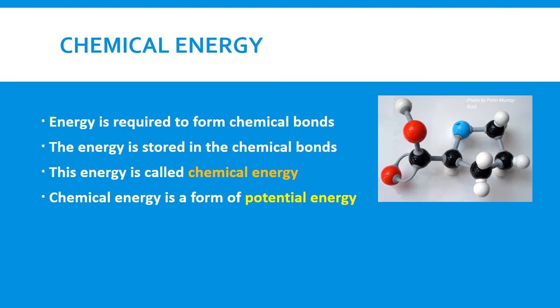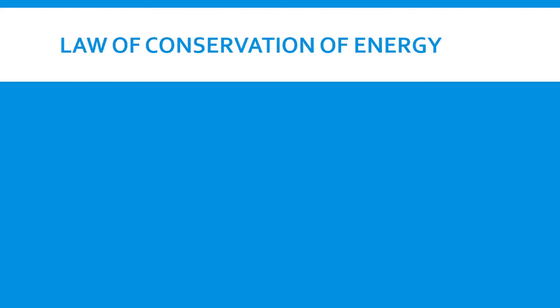So the food we eat is made up of chemicals or compounds. In the carbohydrates, the chemical bonds that hold these compounds together contain the energy. So when these bonds are broken, energy is released. So that's how we get the energy from the food that we eat.